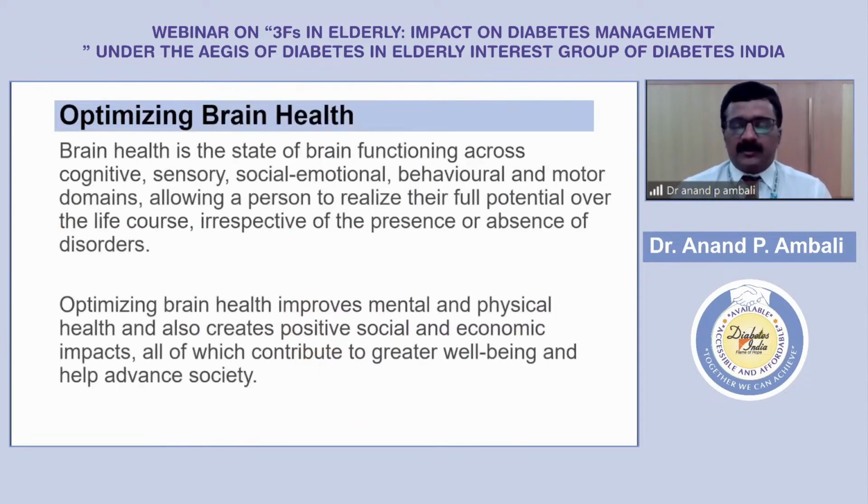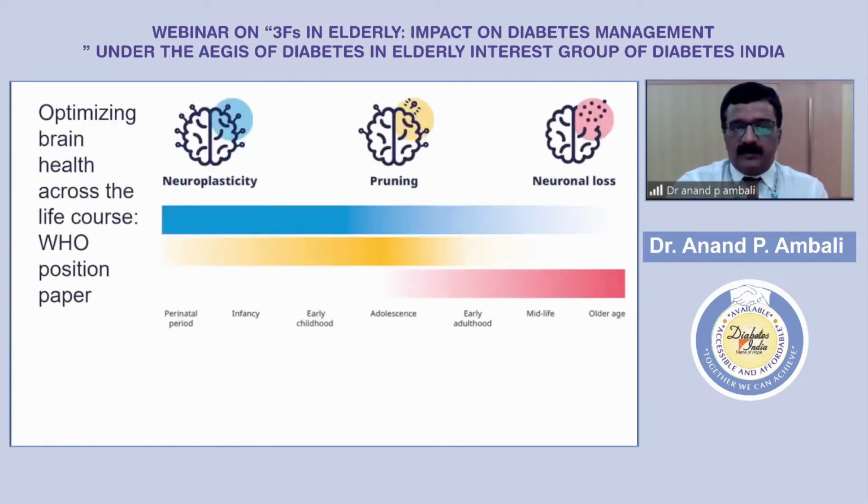Coming to the new concept of optimizing brain health by WHO, they say that brain functioning across cognitive, sensory, socioeconomic, and behavioral domains allows a person to realize their full potential over the life course, irrespective of the presence or absence of disorders. That is where we as physicians strive hard. Optimizing brain health is very important because the brain is also an end organ. It improves mental and physical health, creates positive social and economic impacts, and contributes to overall well-being and a good quality of life among elderly people.